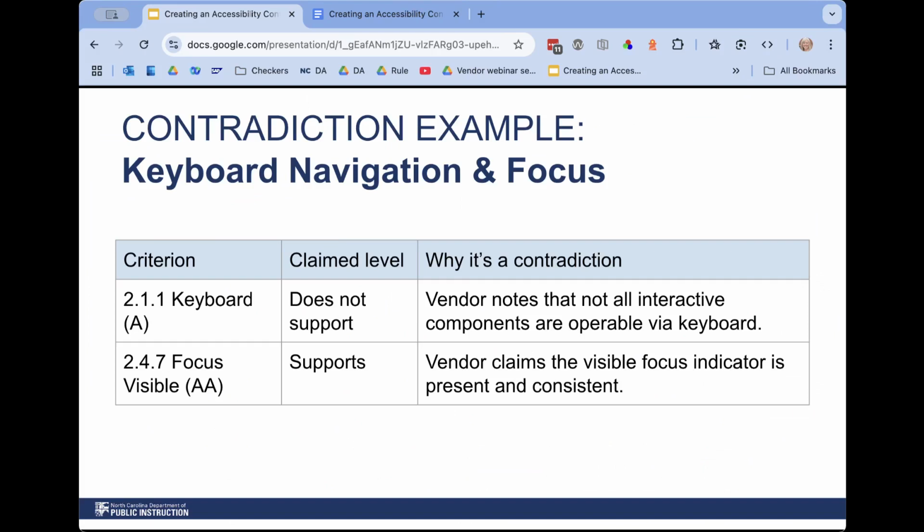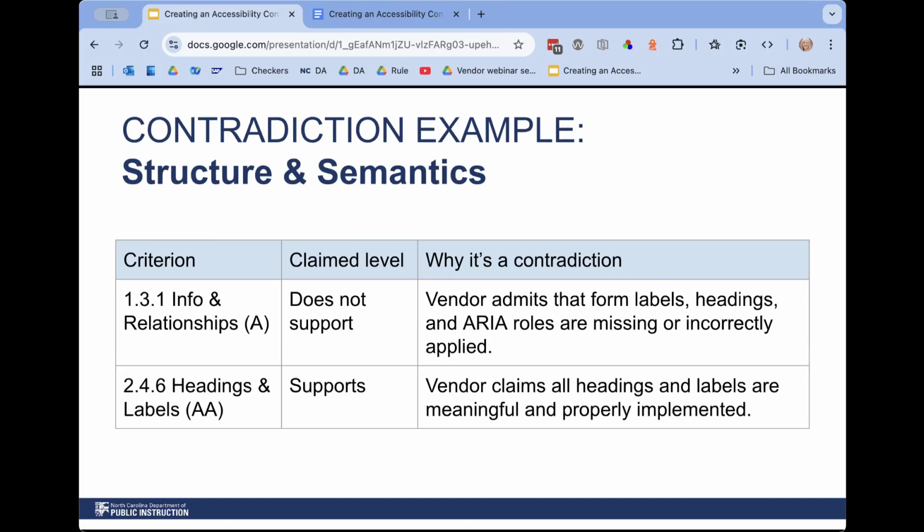So this is an example of why I like the standards to be in numerical order rather than A and AA in separate tables. Because one of the first things that I'm going to do when I'm doing a review is look for any contradictions. So I'm going to have to compare this table to this table to do that. I can do that, but it really helps me when it's in numerical order, because then I can quickly take a look at all of those keyboard related standards together and see if they truly do match, if there's a contradiction or not. Here's another example of contradiction.